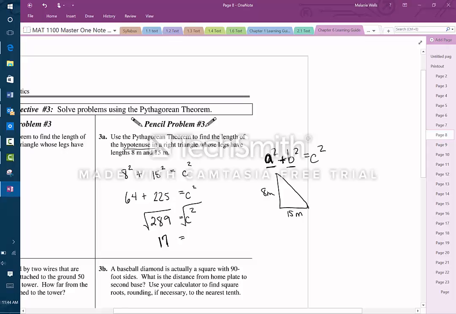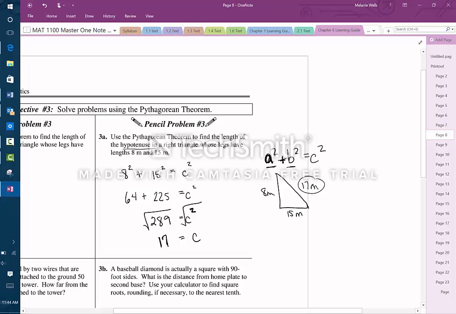And then the square root of c squared is just c. A square root function will basically undo a power of 2. So we know that c times itself is c squared. Okay, so we found the length of the hypotenuse would be 17 meters.